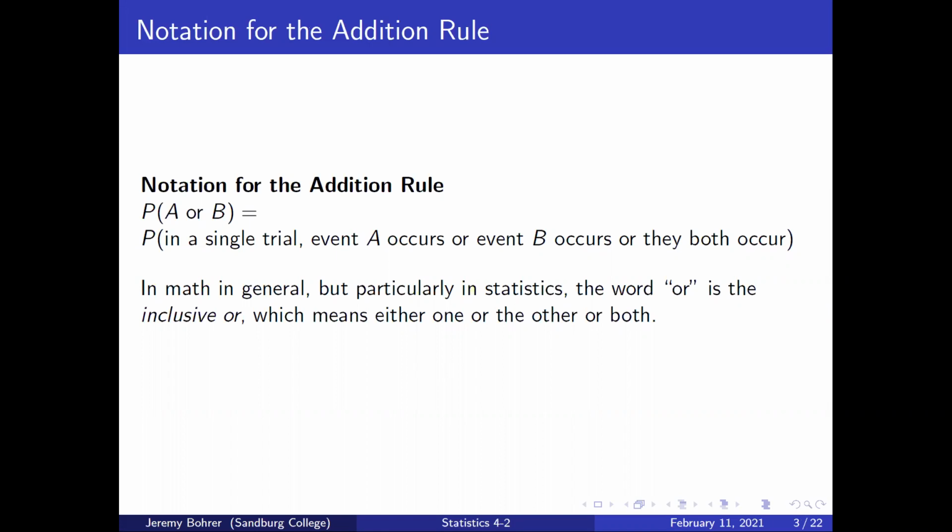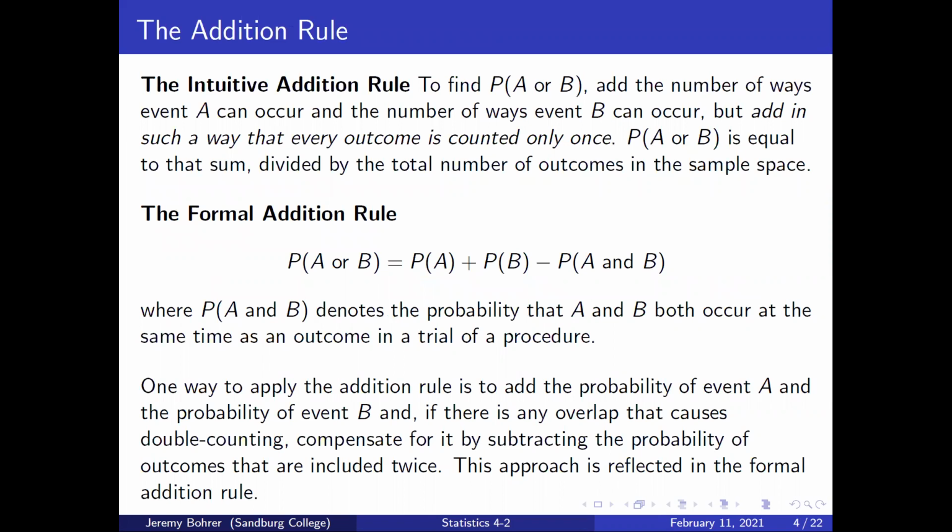In math in general, but particularly in statistics, the word "or" is the inclusive or, which means either one or the other or both. The intuitive addition rule: to find the probability of A or B, add the number of ways event A can occur and the number of ways event B can occur, but add in such a way that every outcome is counted only once. The probability of A or B is equal to that sum divided by the total number of outcomes in the sample space.